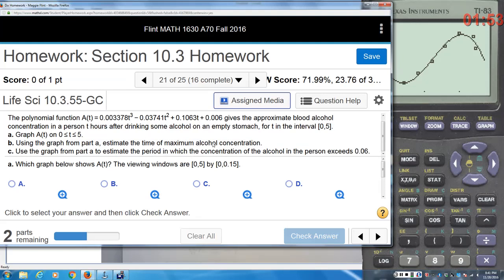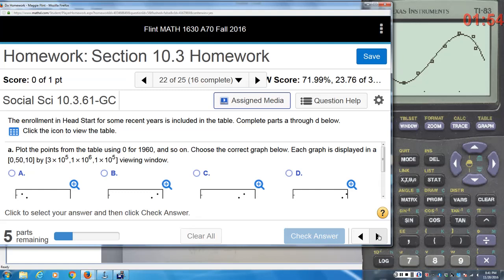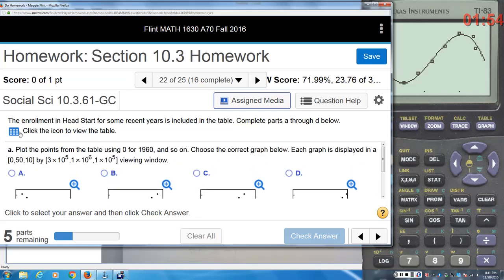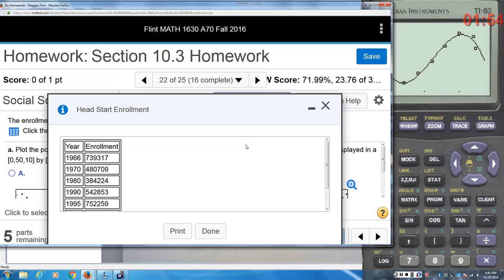This one, with all that we've already done, I think you'll do fine on this one without any more help from me. But if you get stuck, ask questions. And this is another one where it tells you what window that it wants you to use, and then asks you to pick which one of the scatter plots. So again, your scatter plot, you see it from going here.